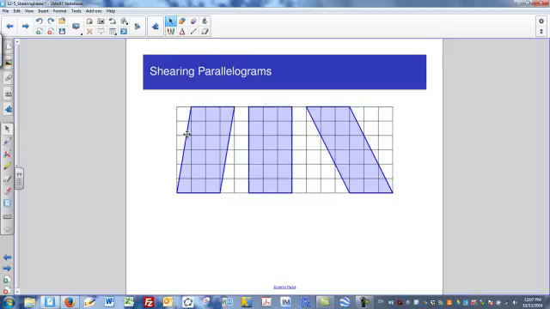Notice that one thing that's really important is that the height doesn't change in shearing. So the figure is elongated in the sense that this side grows in length. So the slant height, if you'd like to call it that, grows in length. But the overall altitude of the rectangle or parallelogram remains the same.